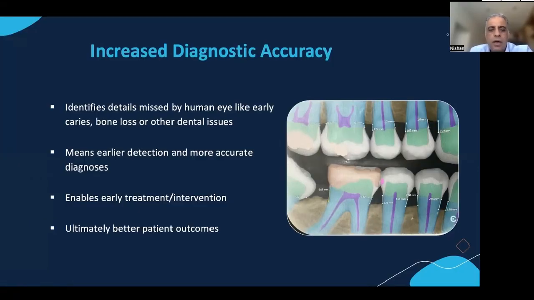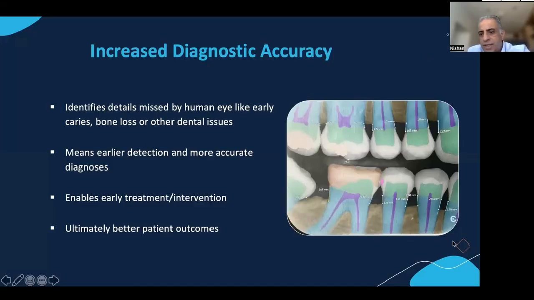So earlier detection and more accurate diagnosis is given to the patients by using this sort of technology. By seeing things early, you can treat things early and prevent the disease progressing further. And ultimately, that will always give a better patient outcome.